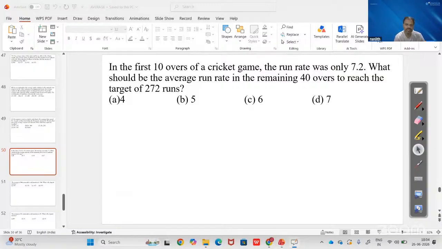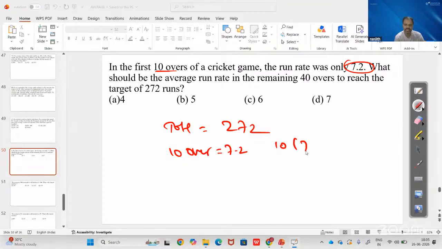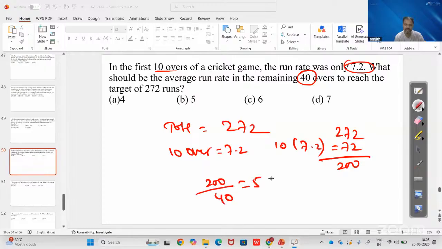So total score will be equal to 272. 10 overs at 7.2. So total equal to 272. 10 overs equal to 7.2, so 10 into 7.2 equal to 72. If I subtract 272 minus 72, it will be 200. So remaining 40 overs, what will be the average? So 200 by 40 will be equal to 5. So run rate equal to 5 runs per over.